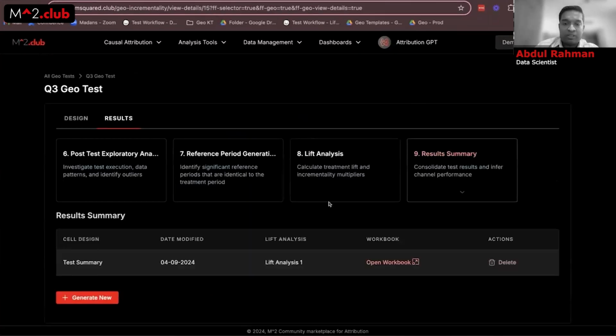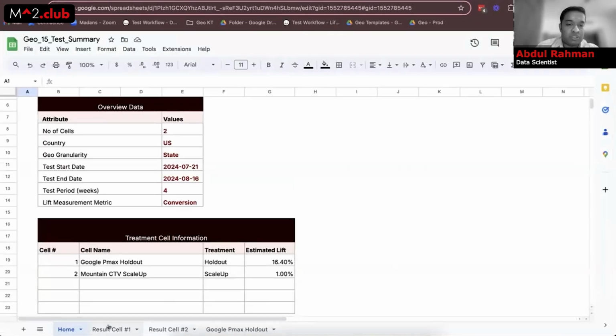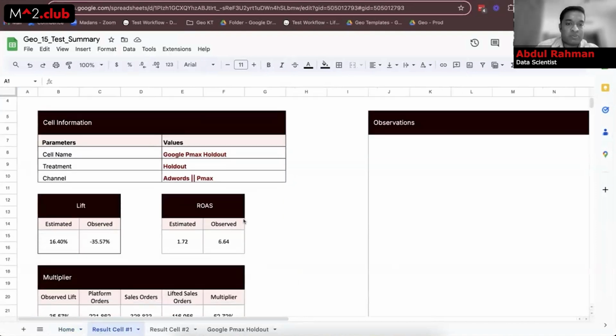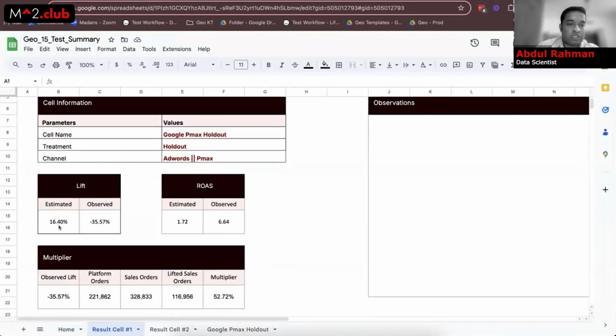So we generate a high-level summary from the data that we have in the lift analysis step. We have 2 cells. This was the test estimated lift. For cell 1, the estimated lift was 16.4, and the observed was 35.57. This should be negative for holdout, but we can read it as positive.